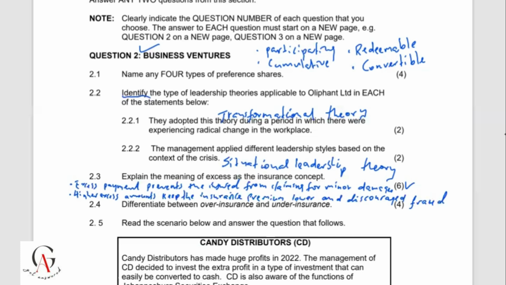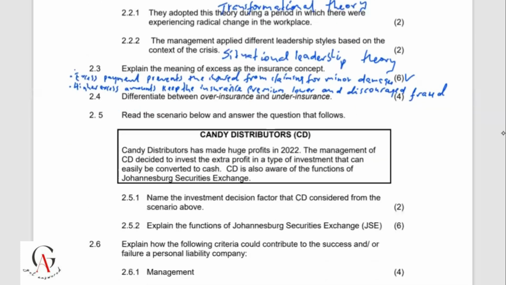And also, we said that because of 6 marks, we also have to include the third point, where an excess is considered as the amount that the insured agrees to pay upfront when he or she takes out an insurance policy. Okay, right. So now let's move on to 2.4.